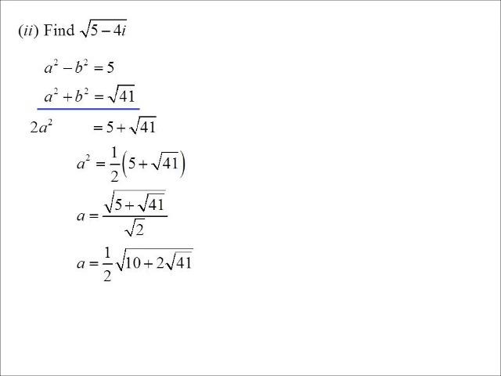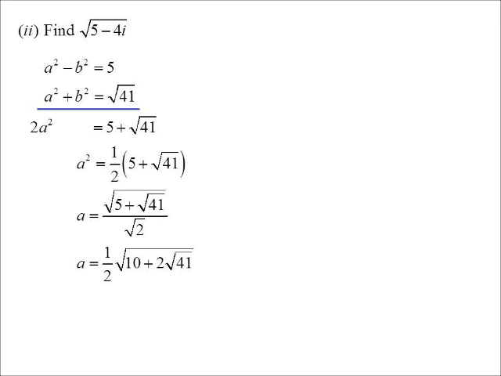All right, let's find the square root of 5 minus 4i. Let's do it that way. Oh, well, here we get into a little bit of a problem using that second method. Because now a squared plus b squared ends up being the square root of 41. Hey, it still works. Just bear with me. Solve them simultaneously. A ends up being a half of the square root of 10 plus 2 root 41. Hey, it's a number. It's a solution, okay? It might not look pretty, but it is a number.